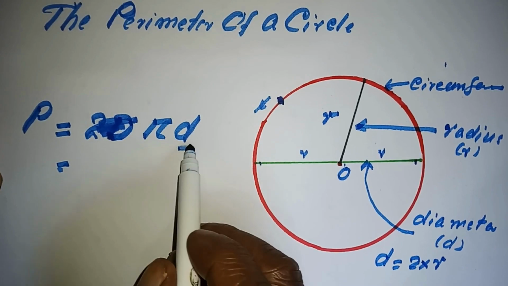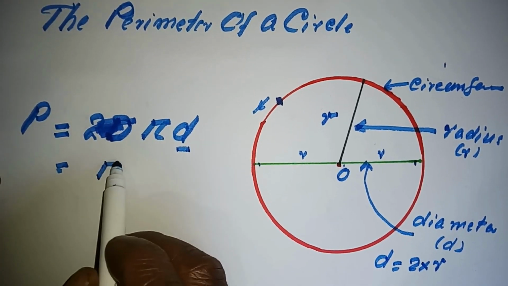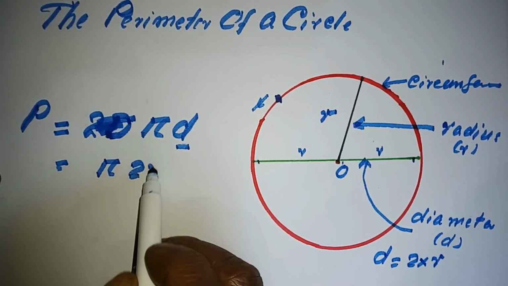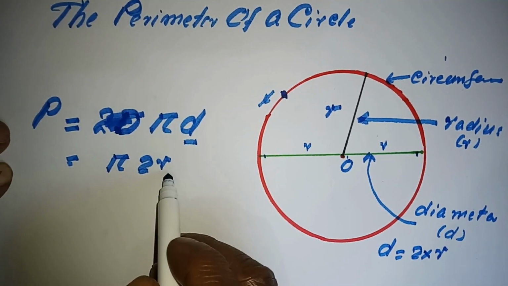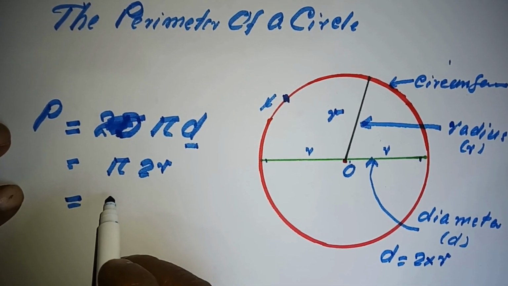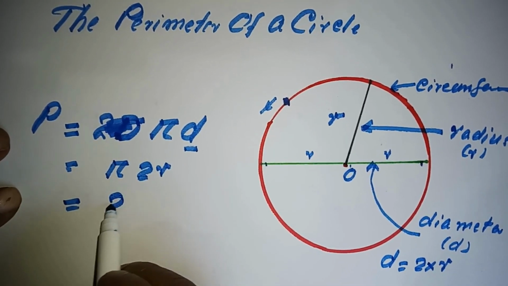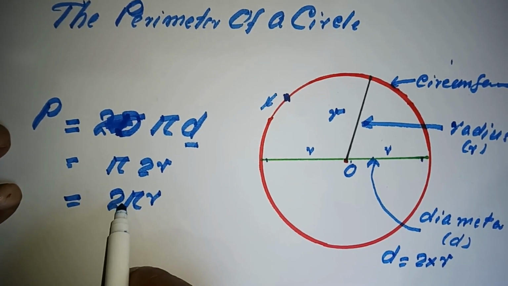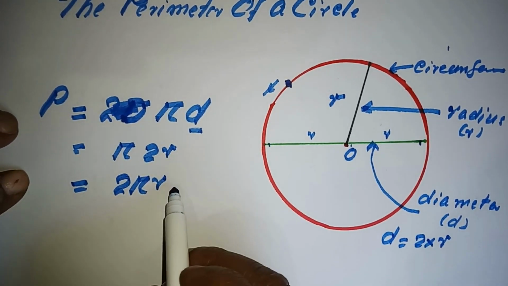So instead of d we can write 2r, because d is equal to 2r, therefore instead of d we can put 2r here. So for our convenience we read it as 2 pi r. Here 2 pi r means 2 into pi into r.